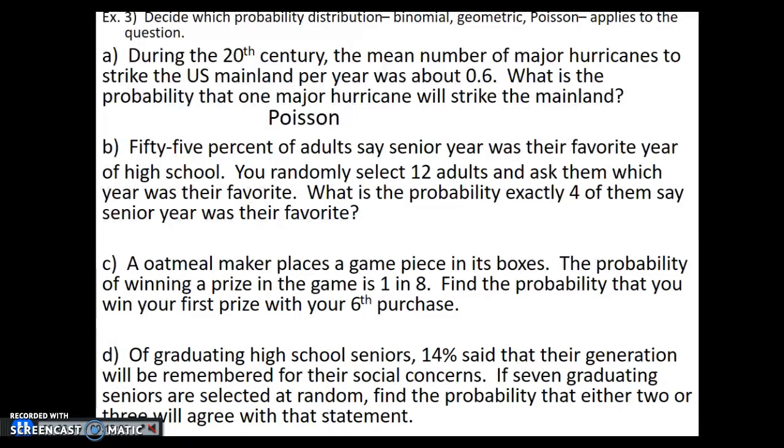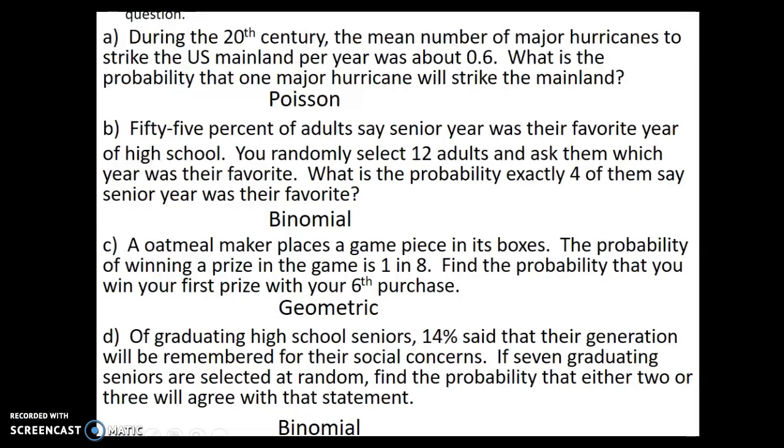Whereas part B, you have a set number of adults, you know the probability per adult, and you are finding the probability of a set number of them. So it's not when you get somebody who says yes, it's how many yeses. That's a binomial setup. Whereas part C, you have that probability, but you're going to keep buying oatmeal boxes until you are successful. That's a geometric setup. The last one, where it gives you a probability, it gives you the number of seniors that you're asking, and you're finding a probability of how many agree. That's binomial, which is cut off on the screen, but it's binomial. There we go. Binomial. So now we have them classified, we can actually go calculate those.